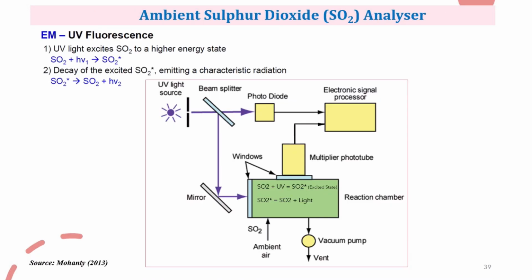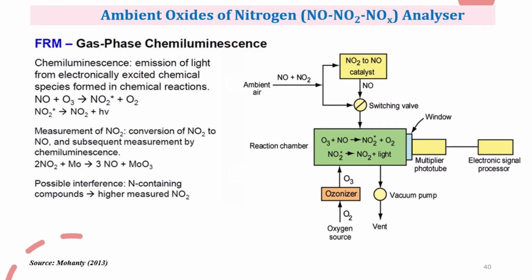Here's a flow diagram that outlines the steps for calibrating an SO2 analyzer. It's important to remember that if we notice a zero shift of more than 15%, we need to recalibrate the system. This diagram illustrates how gases flow and how the catalyst works in an ambient oxides of nitrogen analyzer.